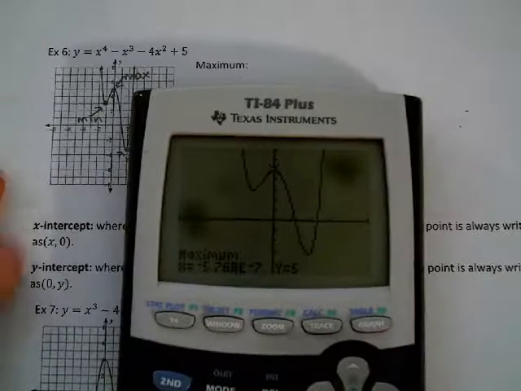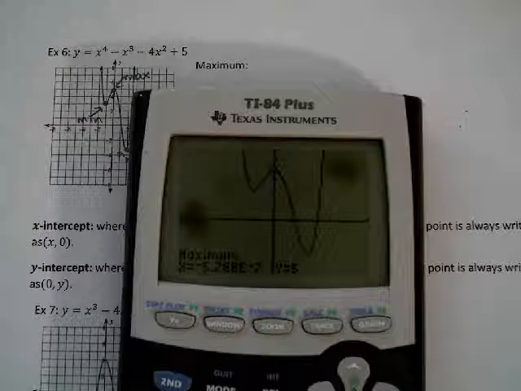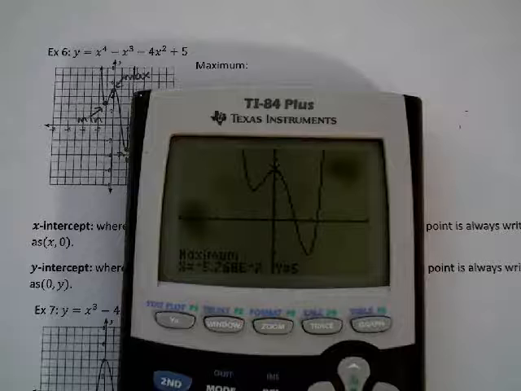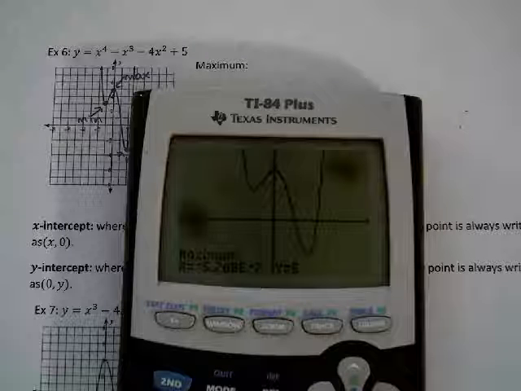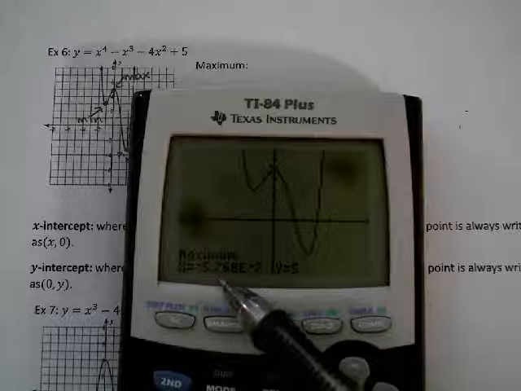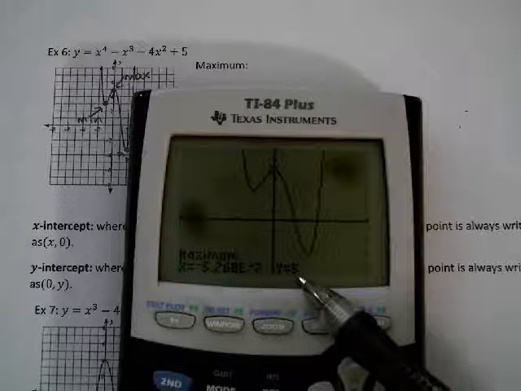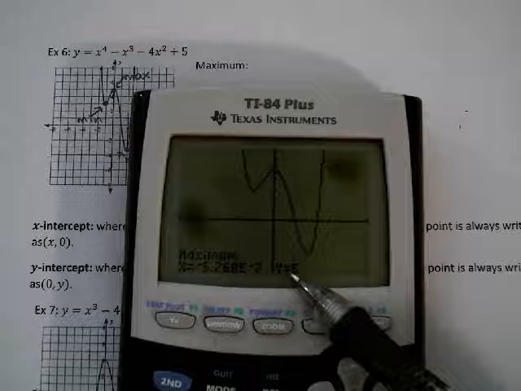And this is actually exactly why I wanted to do this one together instead of having it in the video. So go ahead and find it on your calculator. Mine says negative 5.768 for the x coordinate and then 5 for the y coordinate. And then what do your guys' say?